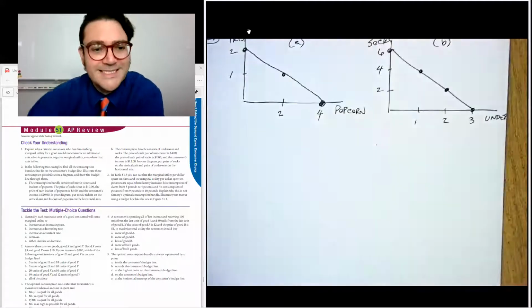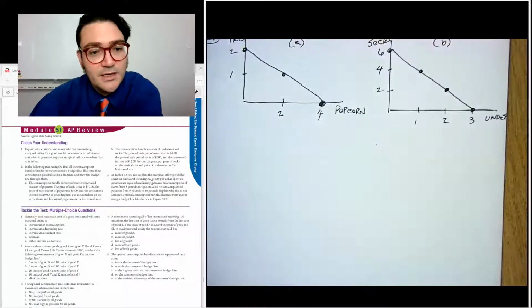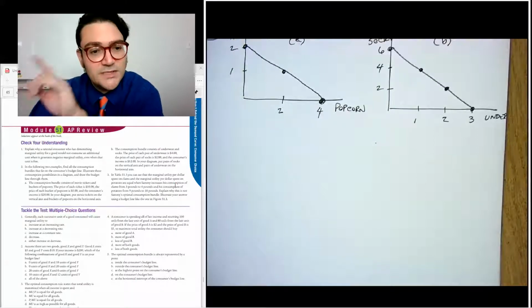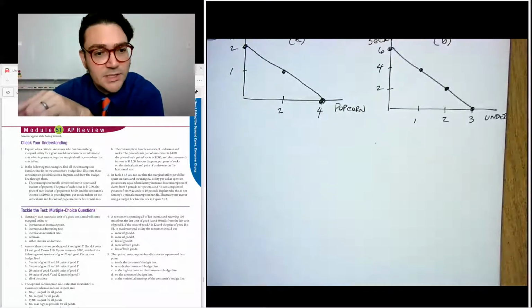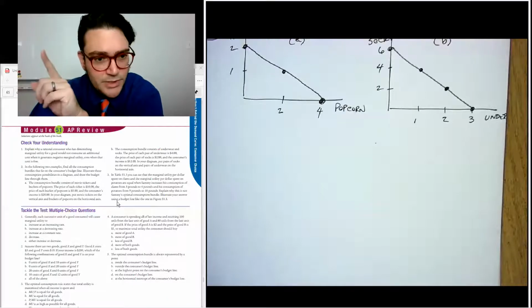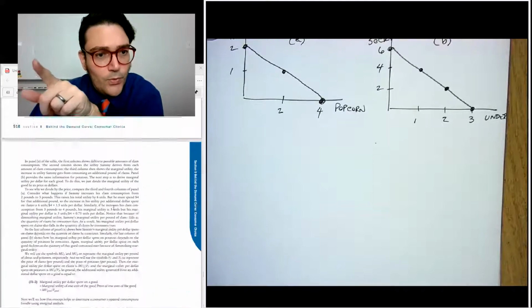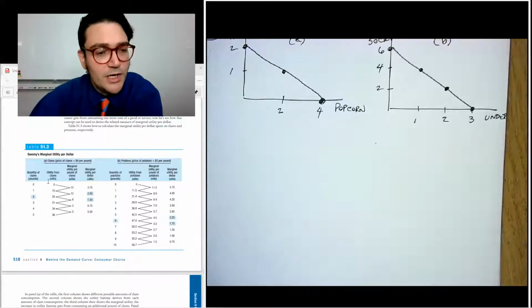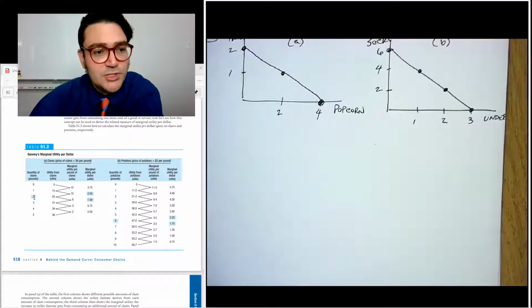Okay, now it says in Table 5.1, you can see marginal utility per dollar on clams and on potatoes are equal when Sammy increases from 3 to 4 clams and consumption from 9 to 10. Explain why this is not optimal. Illustrate your answer using a budget line like Figure 51.3. So we're going to go up to 51.3. Okay. So the optimal number is 2 clams and 6 potatoes. If you take a look further, they just highlight it for you.